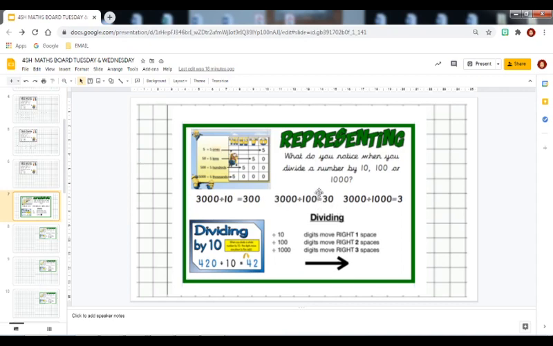I will keep this representation up so it will help you. You can refer back to it as your working model if you need to. So let's have a look first of all. I'm just going to talk through the bottom, and it shows us that when you divide a number by 10, your digits move right just by one space. When you're dividing a number by 100, your digits all move right by 2 spaces.